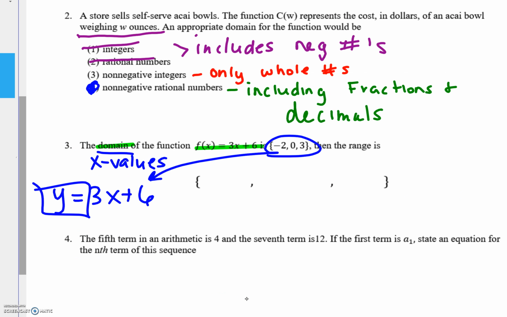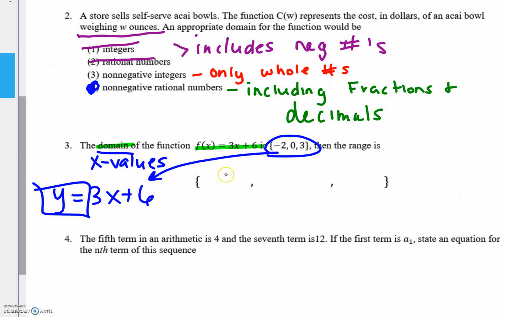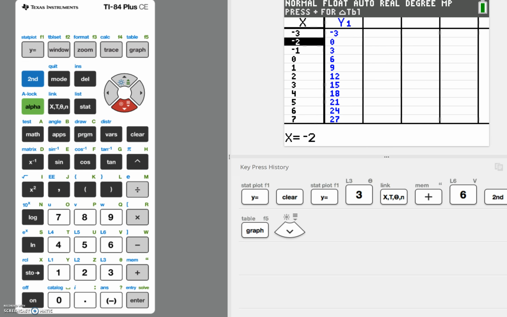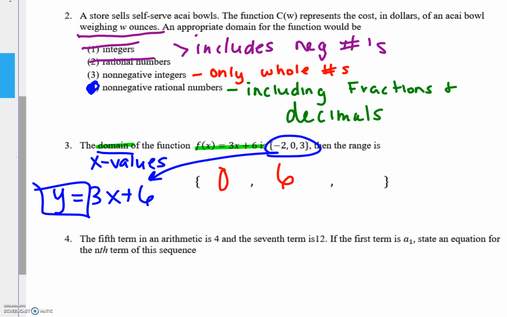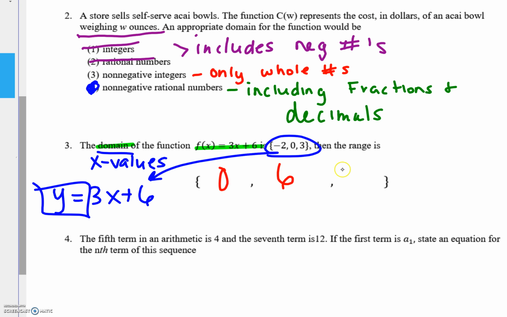They told us the x values are negative 2, 0, and 3. So when x is negative 2, my y value is 0. When x is 0, my y value is a 6. And lastly, when x is 3, my y value is 15. So the range for this problem is 0, 6, and 15.